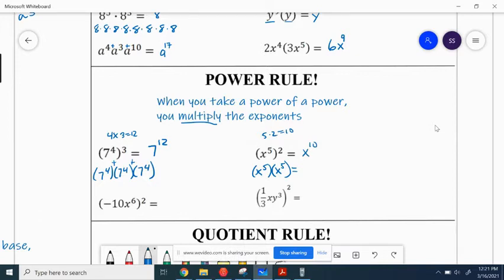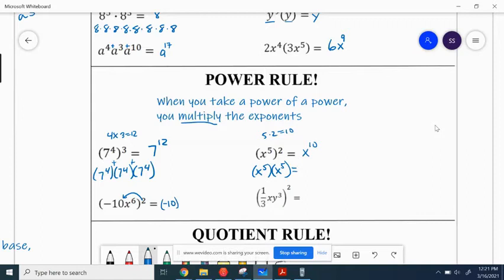All right, moving on here. Here we've got a couple terms in here. We've got the negative 10 and the x to the 6. So it's very important that we recognize we kind of have to distribute this. I have to do negative 10 to the 2nd power.